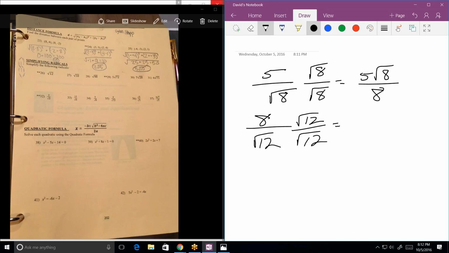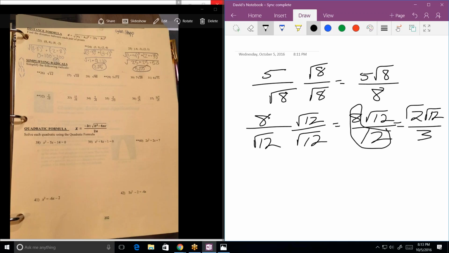And then you get 8 root 12 over 12. Can that be simplified? Hold on. Actually, it can. These are both even numbers, so at a very minimum, I can divide top and bottom by 2. But I can actually divide top and bottom by 4, can I not? If 4 goes into the top 8, I get 2. If I divide the bottom by 4, I get 3. In other words, 8/12 is the same as 2/3.